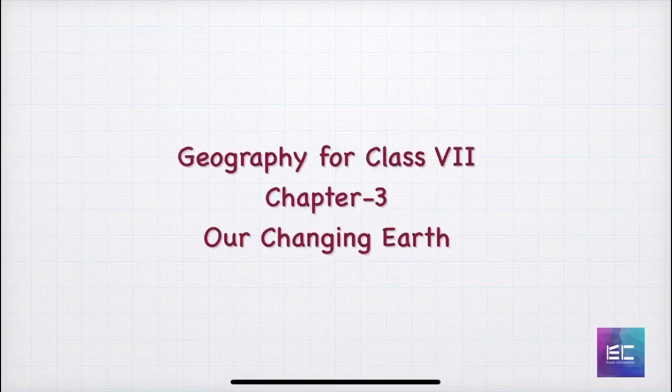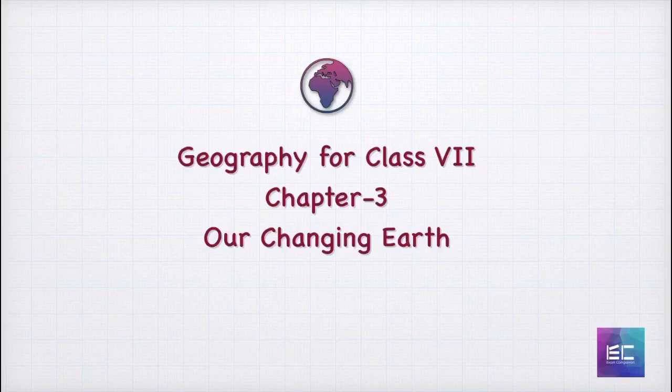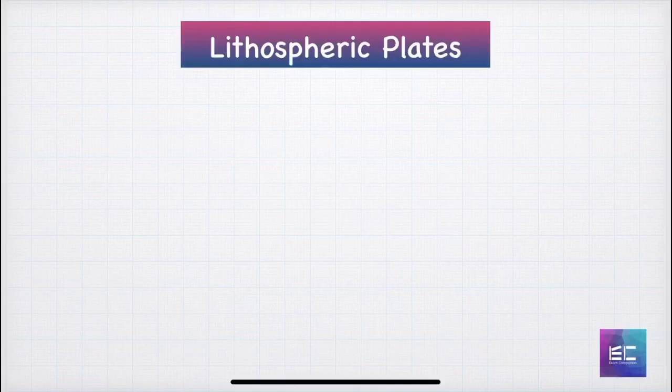Today, we'll study Chapter 3 of the NCERT Geography textbook for students of Class 7th. The name of the chapter is Our Changing Earth. Now students, in Chapter 2, we studied about the lithosphere, which is the outermost shell of the Earth. And we also studied that the lithosphere consists of the crust and the upper part of the mantle. So let's see what lithospheric plates are.